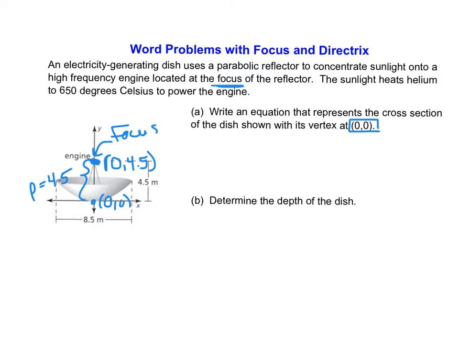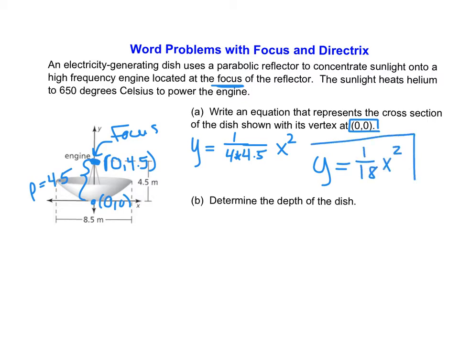So what we can do is write our equation right off the bat. We have y equals 1 over 4 times my p-value of 4.5 times x squared. And because the vertex is centered at 0, 0, we don't need to add in h or k. If we multiply 4 times 4.5, we end up with the equation y equals 1 over 18 x squared. So we now have an equation that represents this dish right here.